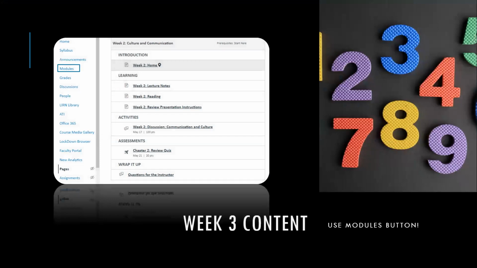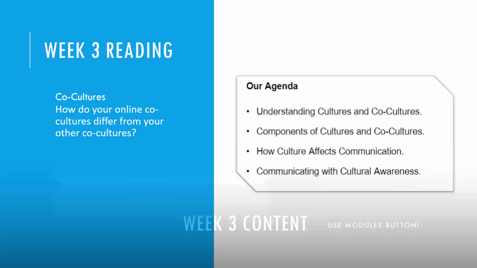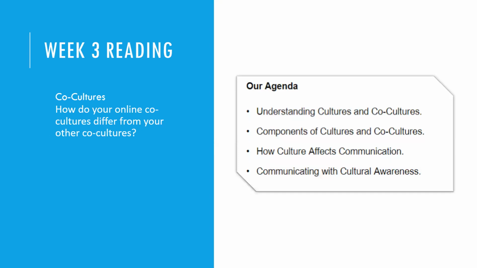The week 3 content will acclimate you to the course, and remember to navigate the content using the modules button, which will better prepare you for weekly assignments. The first bit of reading in week 3 is chapter 2. This reading includes core class concepts like communication and culture. As the textbook reading notes, we're all part of different cultures. A question to consider: how do the online co-cultures you're part of differ from your other co-cultures?